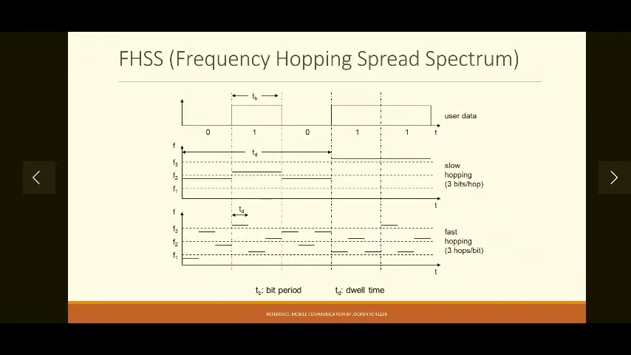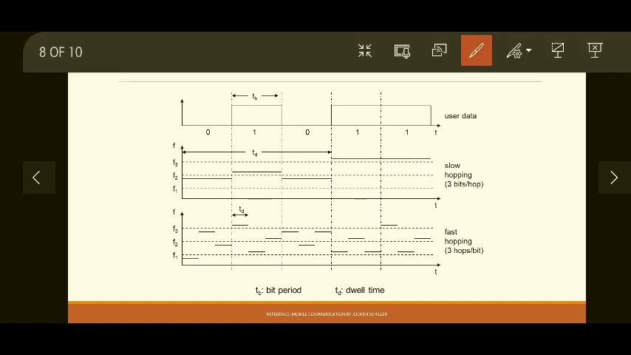So consider this diagram. This is our user data. Now consider this 0, 1, 0. Consider the example of slow hopping. Now in slow hopping, several bits on a single channel. So let's say 3 bits are using the same frequency channel. So 0, 1, 0, that is the first set of user data bits, are initially staying on channel number 2, that is F2. So you can see 0 is staying on F2, 1 is also staying on F2, and 0 is also staying on F2. After that, they will move to the next channel, or they will hop to the next channel, that is F3.